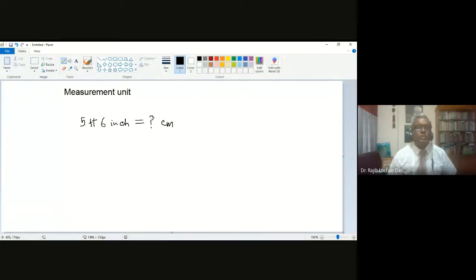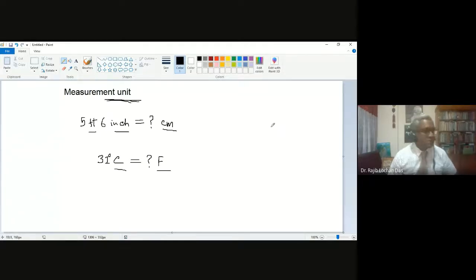So the foot, inches and centimeter, these are the measurement units. Say today's temperature is 31 degrees Celsius. So what will be the temperature in Fahrenheit? So the centigrade or Celsius and the Fahrenheit, these are the measurement units. Okay, you got my point.